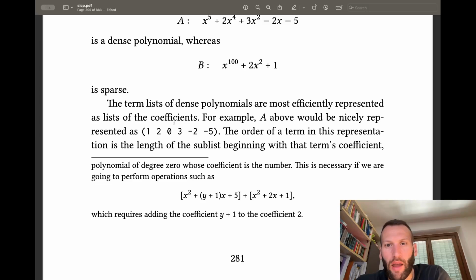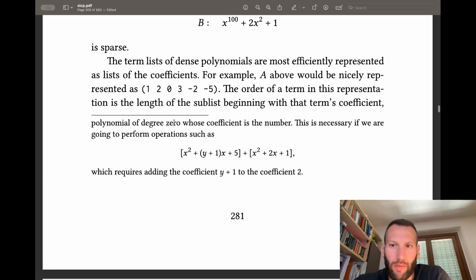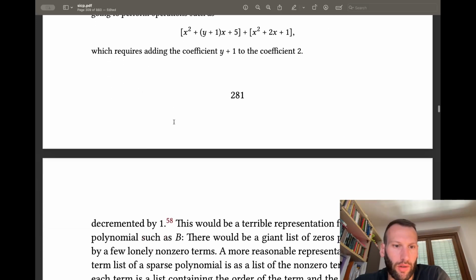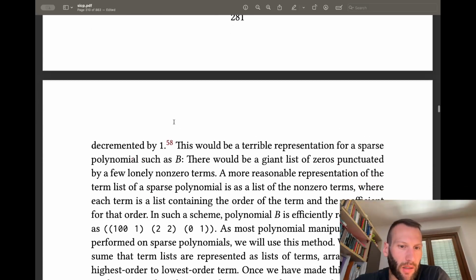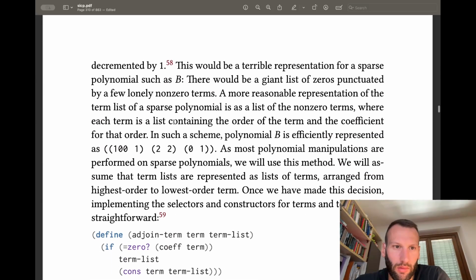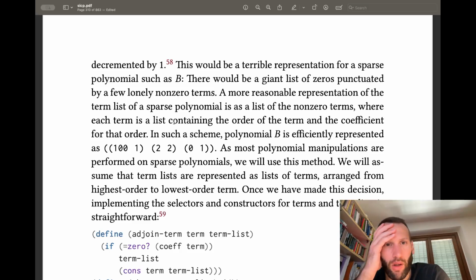For example, A above would be nicely represented as 1, 2, 0, 3, -2, -5. The order of a term in this representation is the length of the sublist beginning with that term's coefficient, decremented by 1. This would be a terrible representation for a sparse polynomial such as B. There would be a giant list of zeros punctuated by a few lonely non-zero terms.